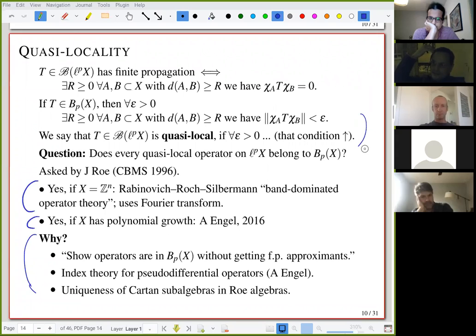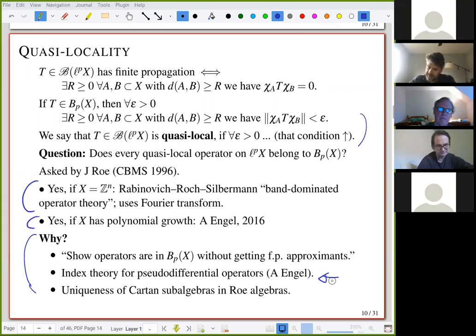And this can be used. Alex wanted to use it for pseudo-differential operators, so index theory. Even the name finite propagation comes from differential operators.